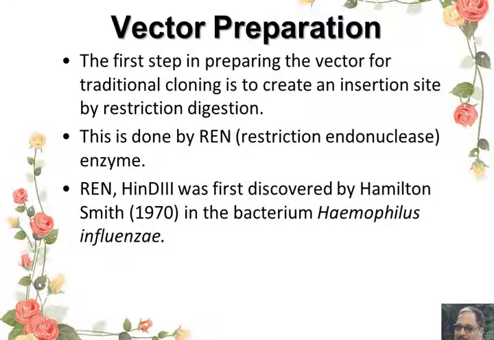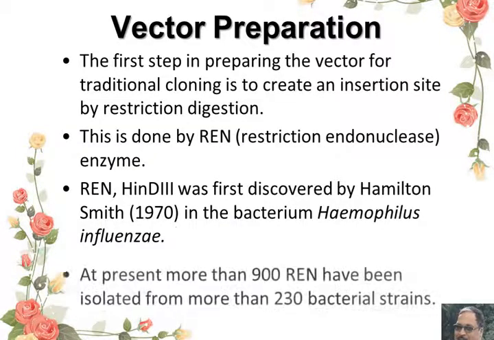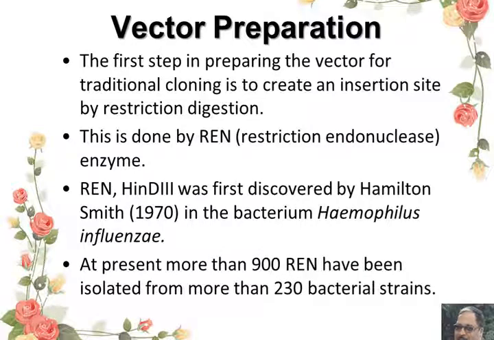The first REN, that is HindIII, was discovered by Hamilton Smith in the year 1970 in the bacterium Haemophilus influenzae. At present, more than 900 restriction endonuclease enzymes have been isolated from more than 230 bacterial strains.